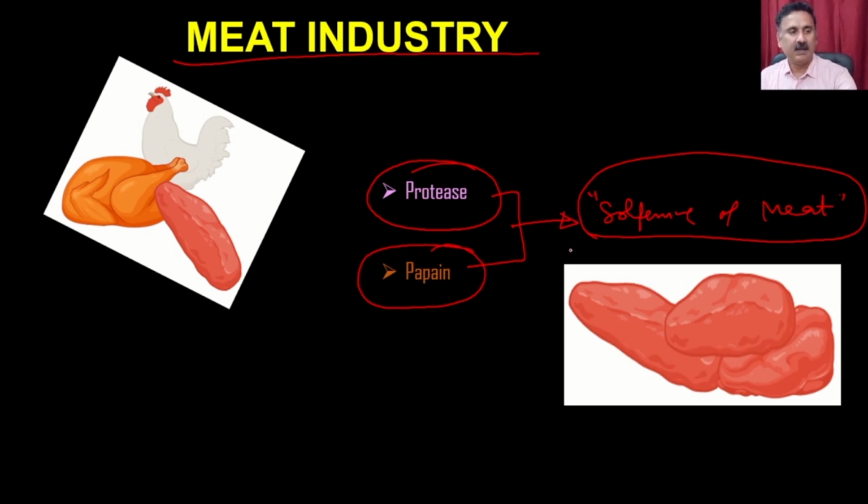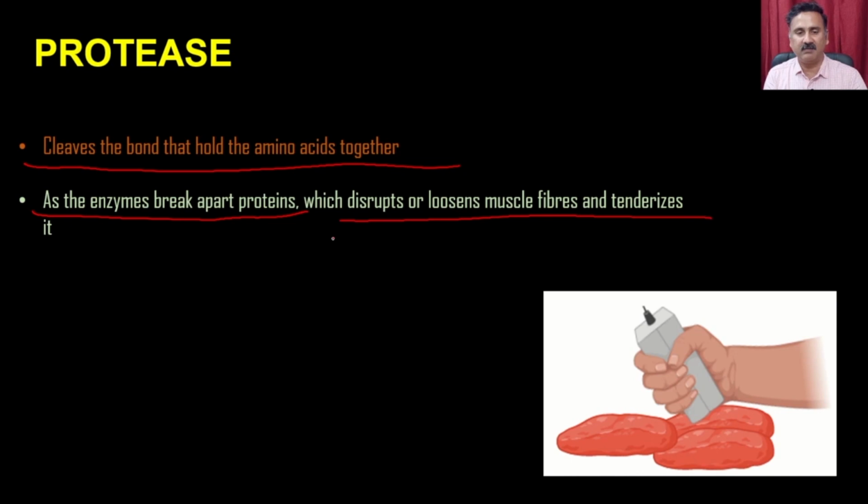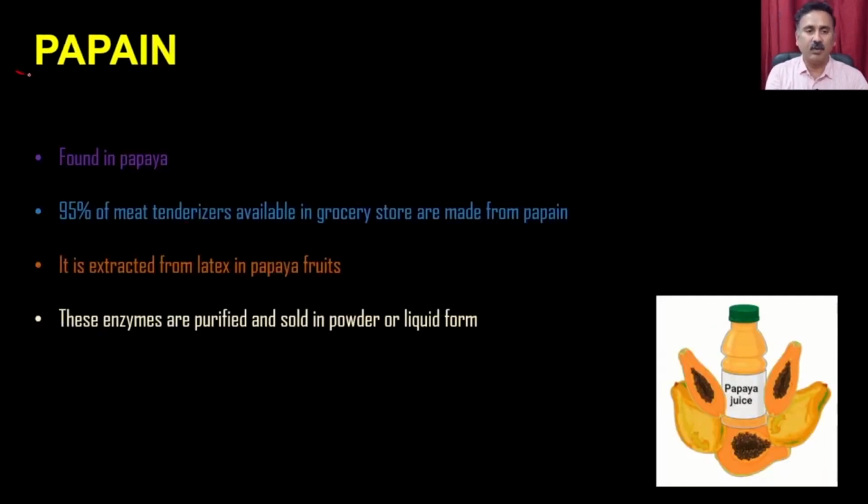digest. The protease cleaves the bonds that hold the amino acids together as the enzyme breaks apart protein, which disrupts or loosens muscle fiber and tenderizes it. So it is used for tenderization. Then we also have papain. Papain is also a protease which is exclusively found in the papaya. So it is found in papaya.